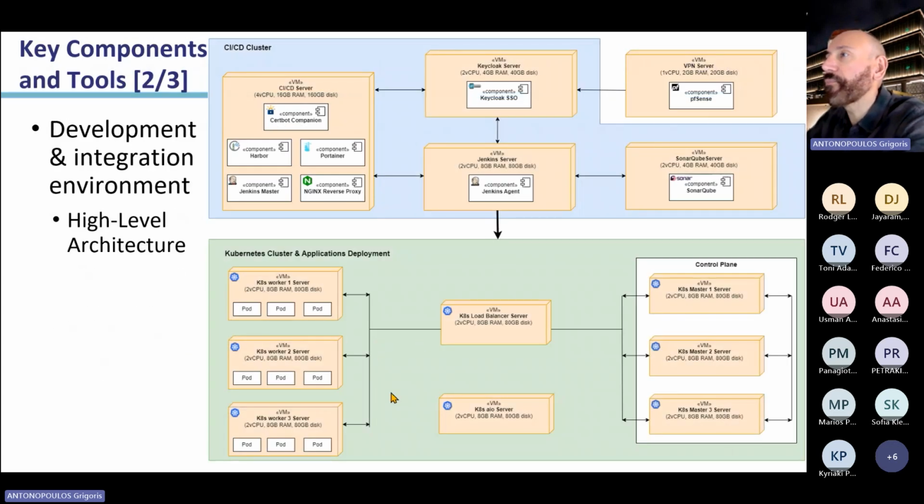This is a picture, an image you can also find in D4.2, which is a high-level architecture of the development and integration environment with the CI/CD cluster on top. And the management Kubernetes cluster deployment I explained to you before with 3 master nodes, the 3 worker nodes, and the load balancer.